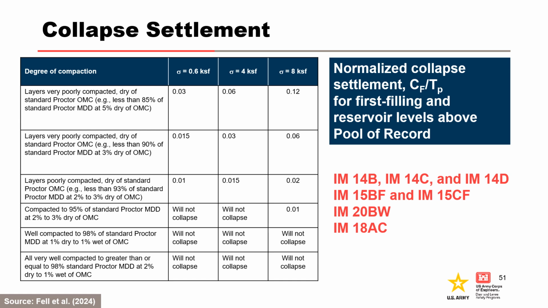This table provides guidance for normalized collapse settlement, which may occur on saturation as a function of degree of compaction. These are for first filling and reservoir levels above pool of record. There may be a single poorly compacted layer or several layers. The minimum poorly compacted layer thickness adopted should be 12 inches.